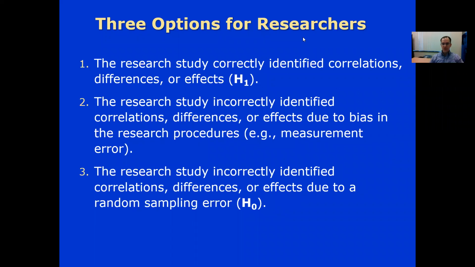The final is that the research study incorrectly identified correlations, differences, or effects due to a random sampling error. So it indicates that the way that the study was conducted was not the best, and therefore the outcomes may have been incorrectly supported. And so those are things that when you're reading the methodology and the statistical section that you would be looking out for.